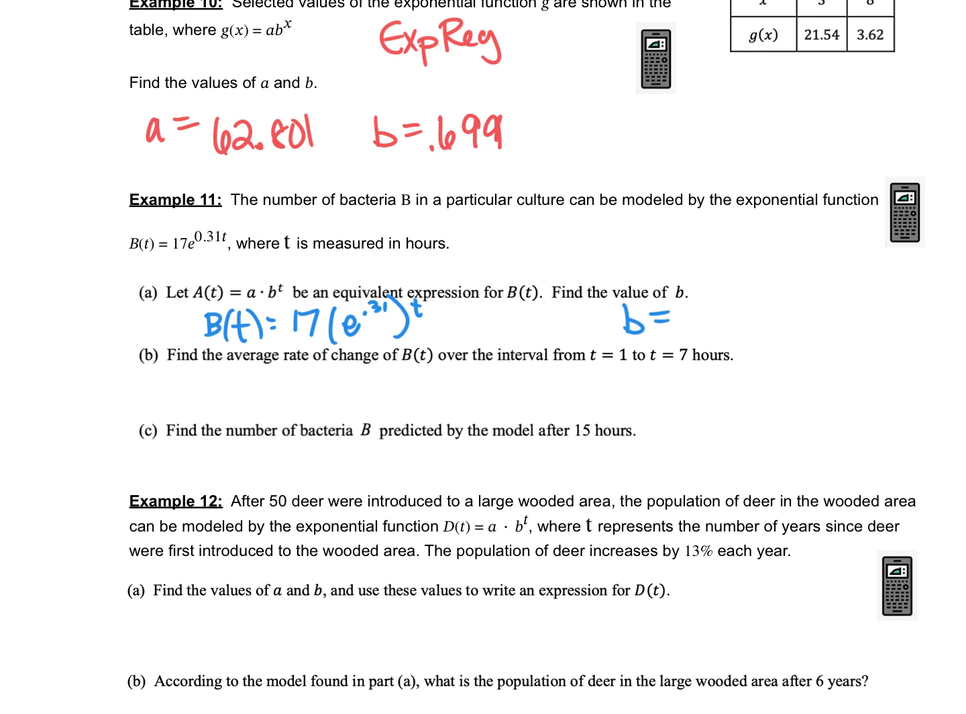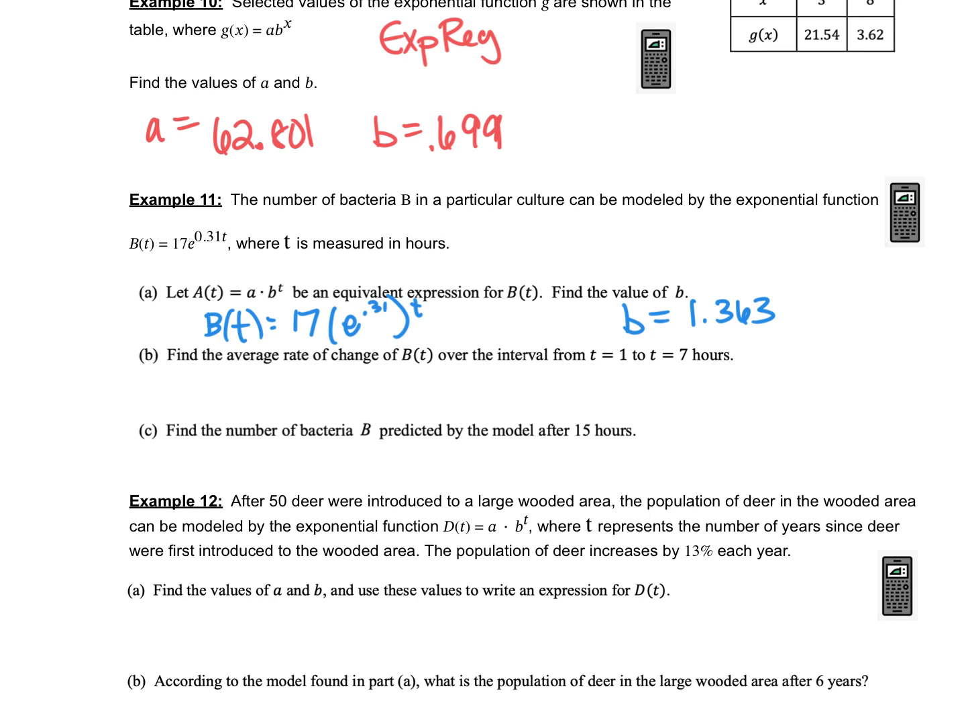All right? What is e to the 0.31? 4.3. Oh, okay. There you go. 1.363. And that's all it's asking you to do. Okay? So good question. All right.